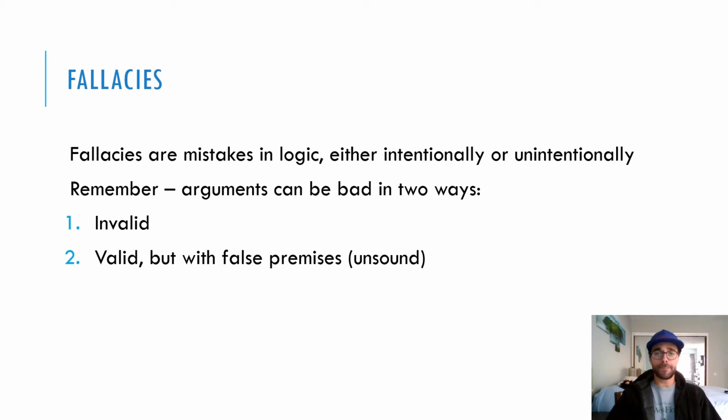And so arguments can essentially go wrong in two ways, which means that when we're trying to determine why an argument is bad, it's bad for one of two reasons. Either it's invalid, meaning that the premises do not infer the conclusion, or it is valid, but there's a false premise somewhere, so that the content is not up to par. So either the structure of an argument is bad, or the content is bad.